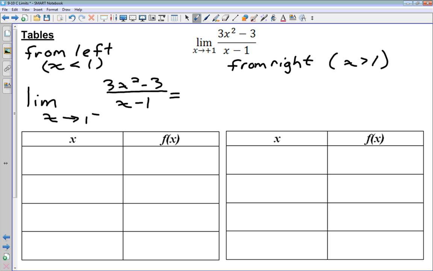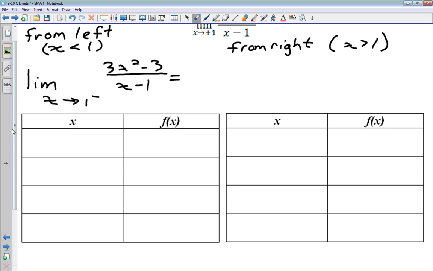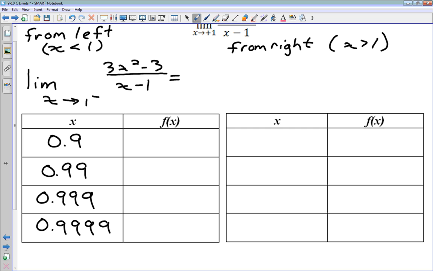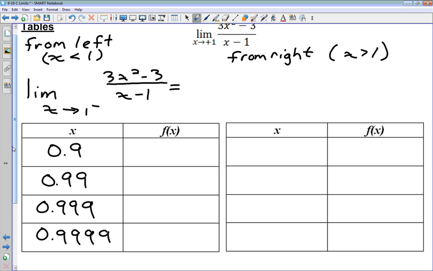This is a straightforward procedure. We pick values of x that are getting closer and closer to x equals 1. So I might choose 0.9, 0.99, 0.999, 0.9999, and then I take these x values and sub them into my function, 3x squared minus 3 divided by x minus 1. A little bit of calculator work and I see what I get: 5.7, 5.97, 5.997, 5.9997.